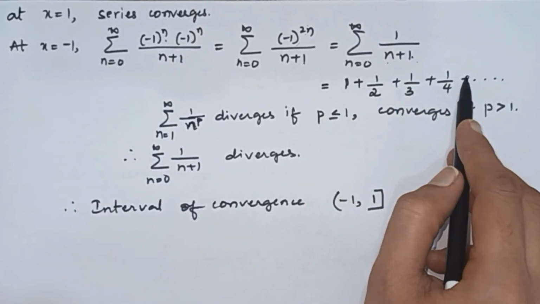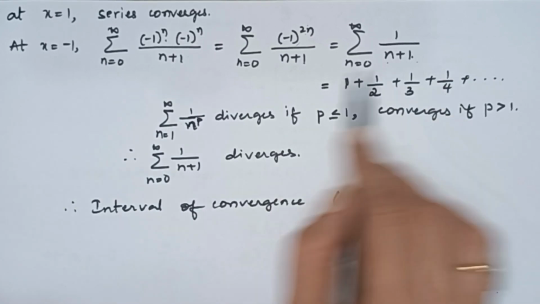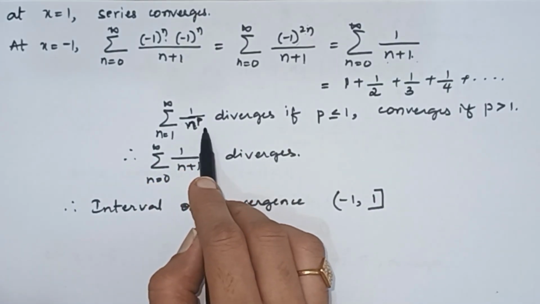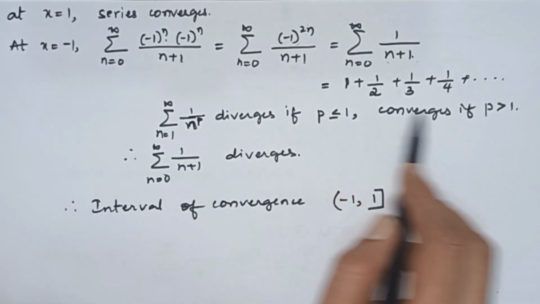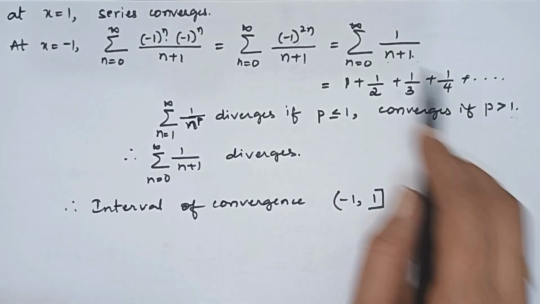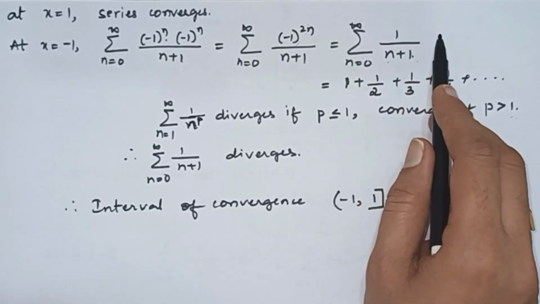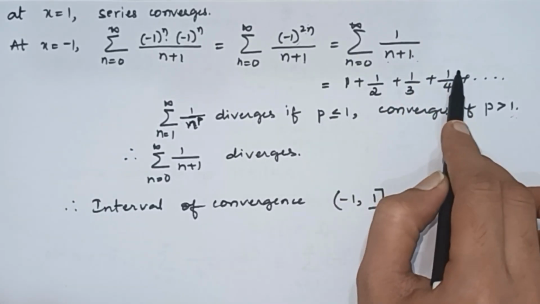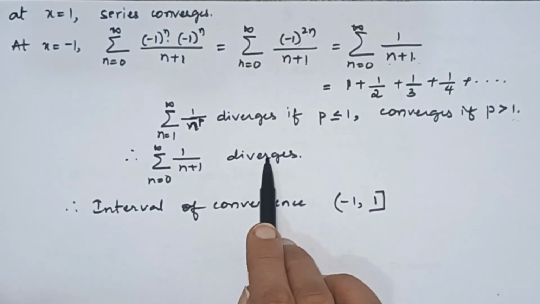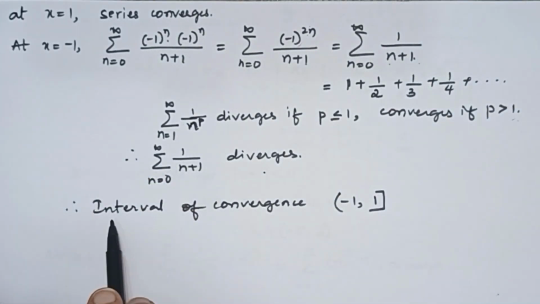Now this series, using the p test: summation of 1 by n to the power p diverges if p is less than or equal to 1 and converges if p is greater than 1. Now in this case, the power of n plus 1 is 1. So p is equal to 1. Therefore, this series clearly diverges. So at x equal to minus 1, the series diverges.